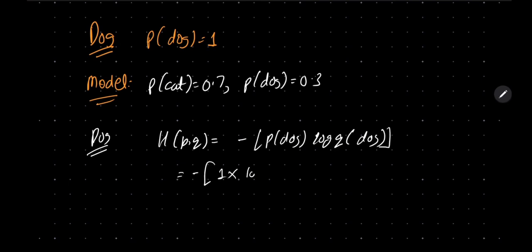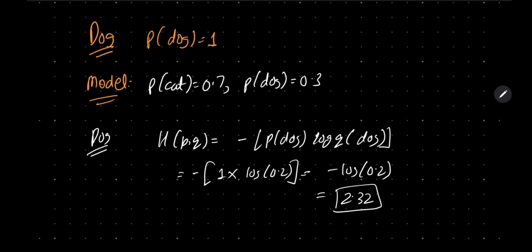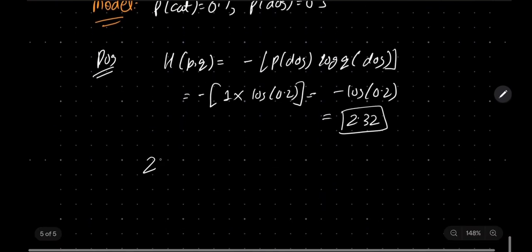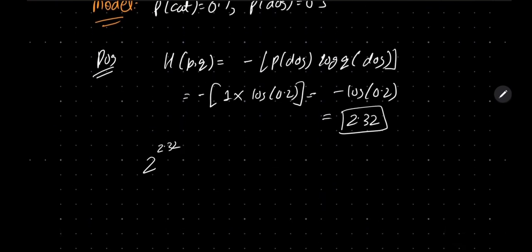We have 1 into log. We can take base 2 here. So we have minus 1 into log of 0.2, which is around 2.32. Yeah, 2.32. So the perplexity is going to be 2 raised to the power 2.32, which is something around 5.02.